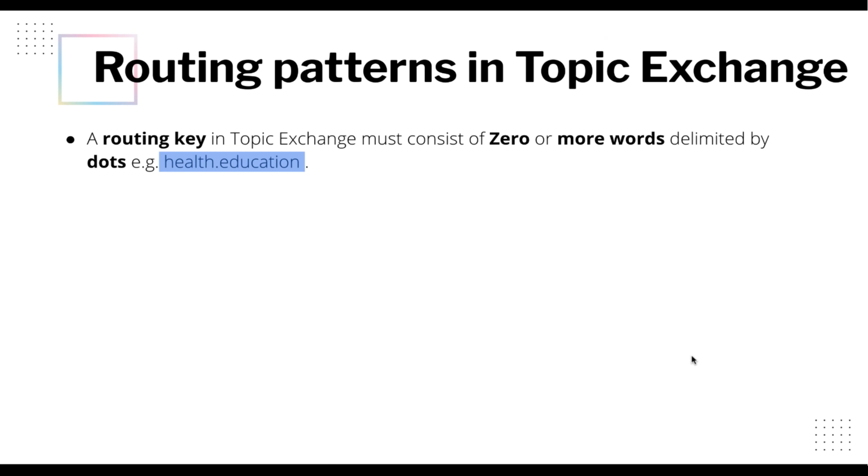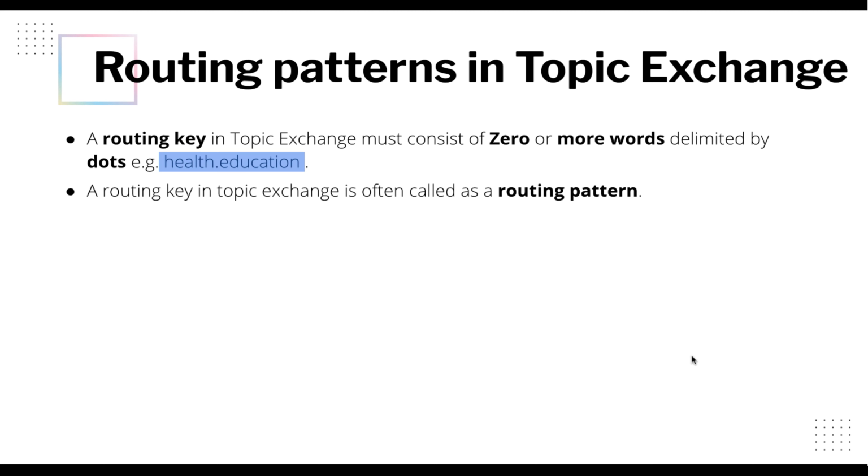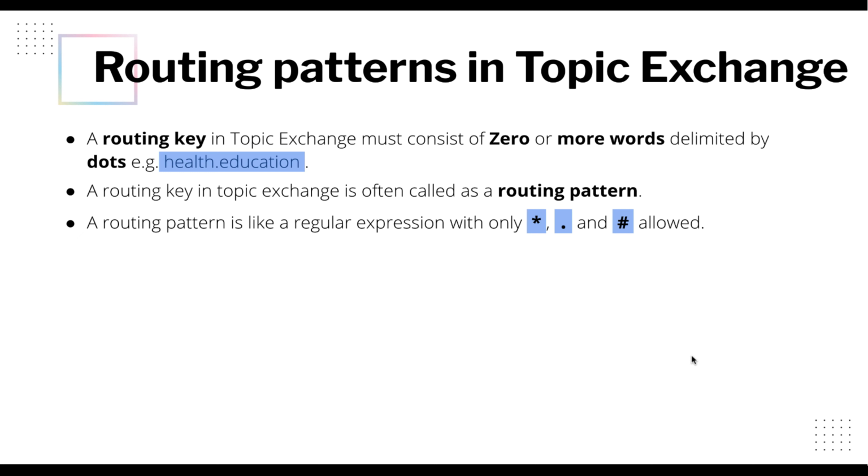A routing key in topic exchange must consist of 0 or more words delimited by dots. For example, health.education. This is a routing key. A routing key in topic exchange is often called a routing pattern. A routing pattern is like a regular expression with star, dot and hash allowed. Only these three symbols are allowed in a routing key. No other symbols are allowed other than these.